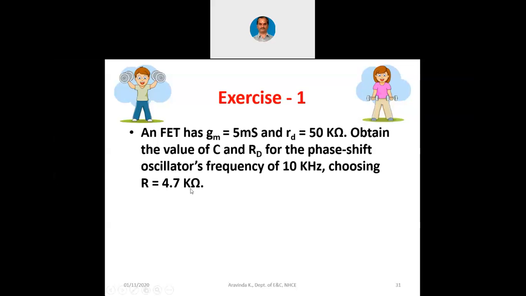Value of R is given and value of the frequency F is given. You already know the formula: F equals 1 over 2 pi RC root 6. Now in that, R is known, F is known, you have to find out C. Tell me the value of C, that is enough. The remaining things, I will show you the answer later on. For the value of RD, I will show you the answer later on. You can quickly calculate the value of capacitance and tell me the answer. I'm waiting.